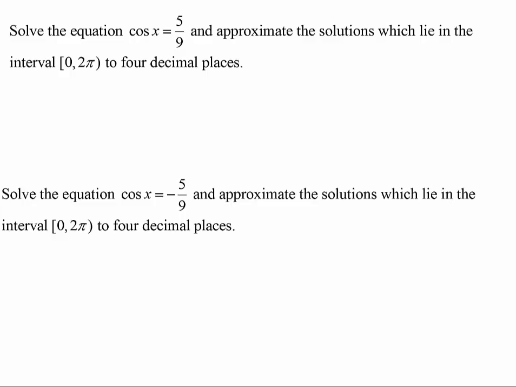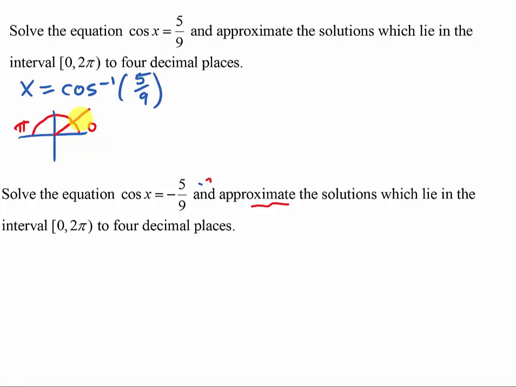So we're going to solve the equation cosine x equals 5/9 and approximate the solutions which lie on the interval from 0 to 2 pi to 4 decimal places. So first of all, if we did the cosine inverse of both sides, we would have x equals cos inverse of 5/9. Now remember, this is a function, and so when we put this in the calculator, it's only going to give us one solution, and it will be a solution that's on the interval from 0 to pi for inverse cosine. Since this is positive, it's going to give us some solution in quadrant 1.